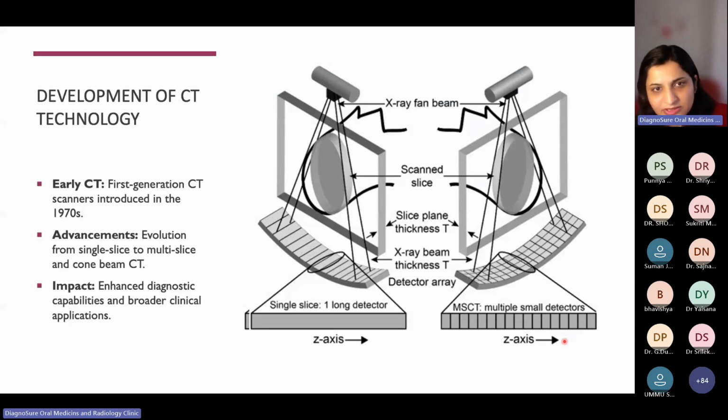Development of CT technology. This slide illustrates the evolution of CT technology from the early 1970s to today. Early CT scanners used a single slice technique, shown on the left, and advancements have led to multi-slice CT, that is MSCT, using multiple detectors for more detailed imaging. These innovations, including cone beam CT, have significantly enhanced diagnostic precision and broadened clinical application. The shift from single to multi-slice systems improved efficiency and image quality, revolutionizing modern radiology.